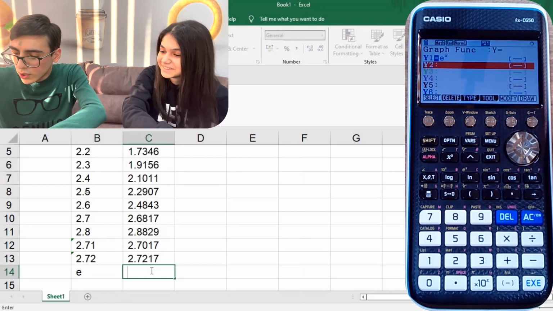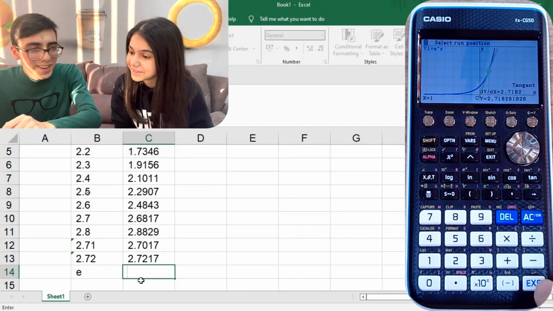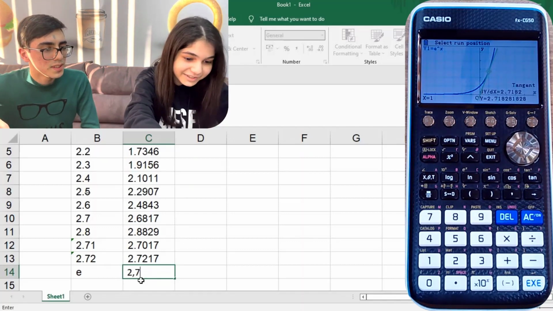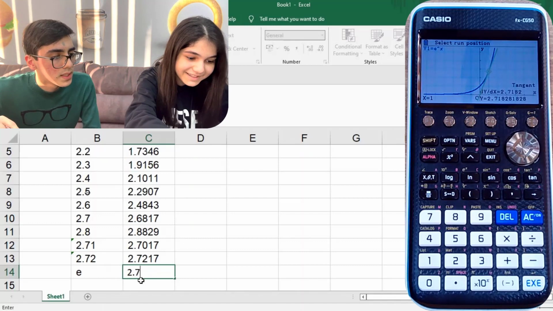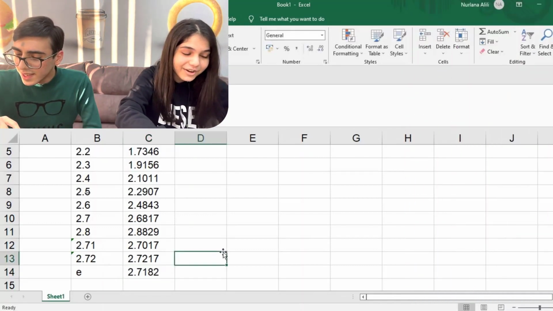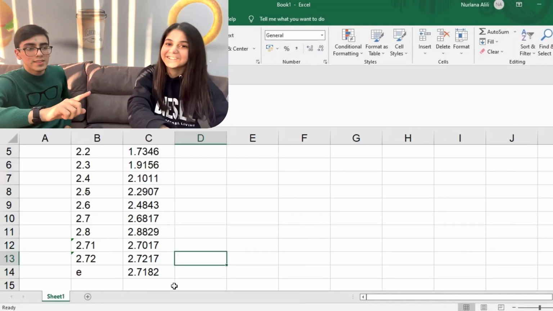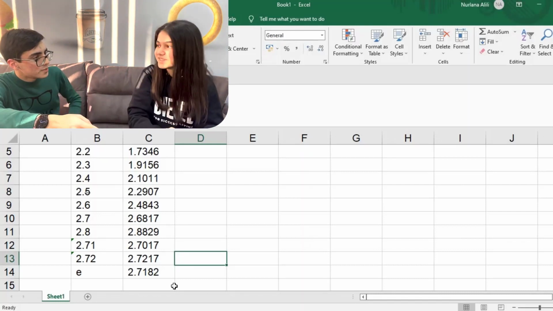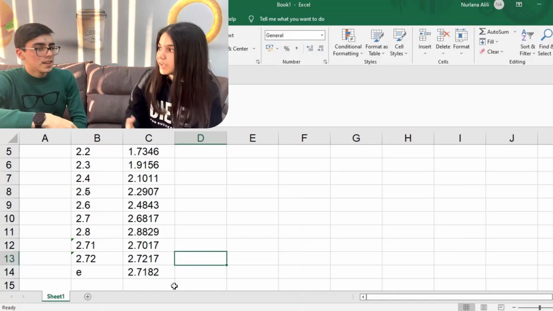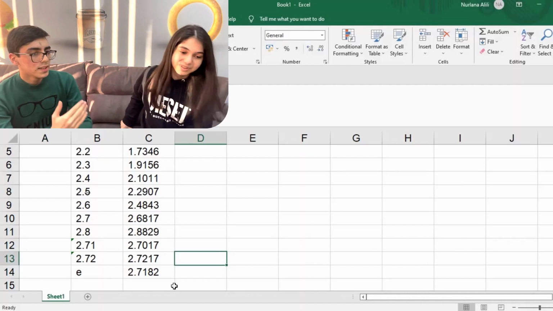Oh my god. It's 2.7182. Really? Yep. Just a minute, does it actually mean that the derivative of e is e? It's equal to e itself, really? I've never seen a function whose derivative is the same as the function itself.